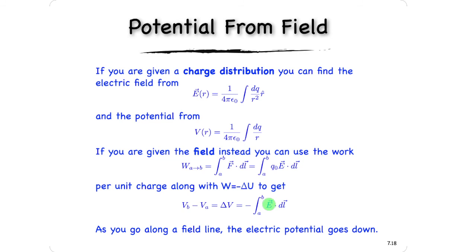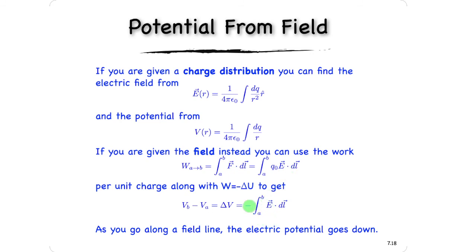So if I know the electric field, in theory, I should be able to determine the change in potential between any 2 points if I know the field between those 2 points using what's called this line integral. I'm integrating the electric field along a line that connects point A to point B.